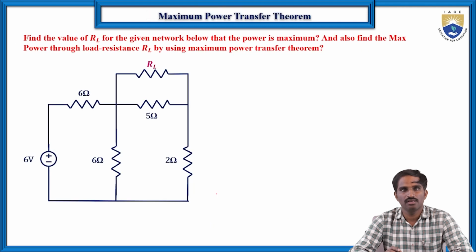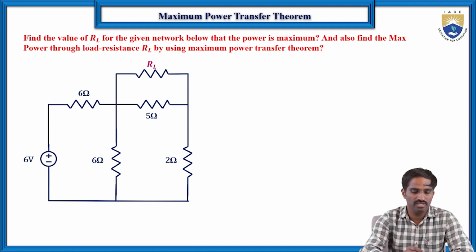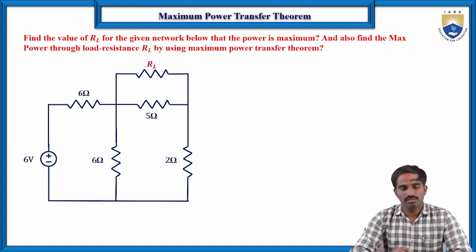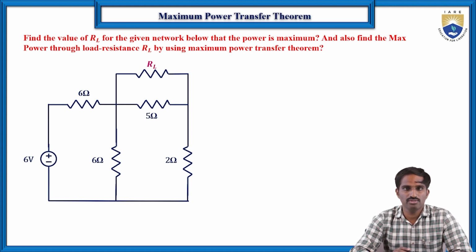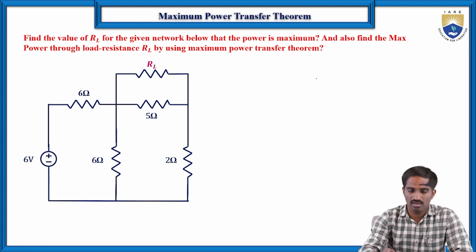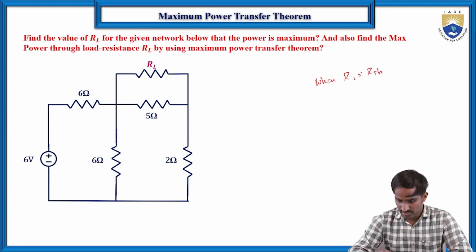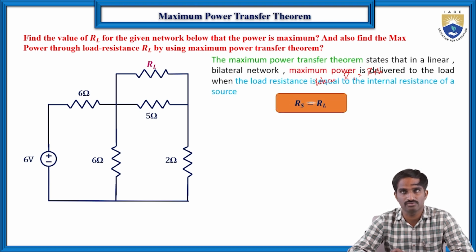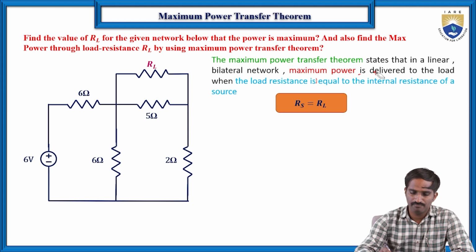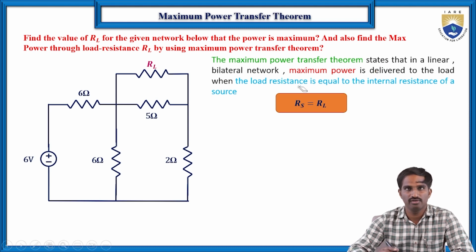Let us take one example. Here we need to find the RL value. We don't know the RL value. Find the value of RL when the maximum power is delivered to the load. According to the maximum power transfer theorem, when RL is equal to R Thevenin, then the maximum power will flow through the circuit. So now we have to find R Thevenin for this circuit, and we already know the procedure.